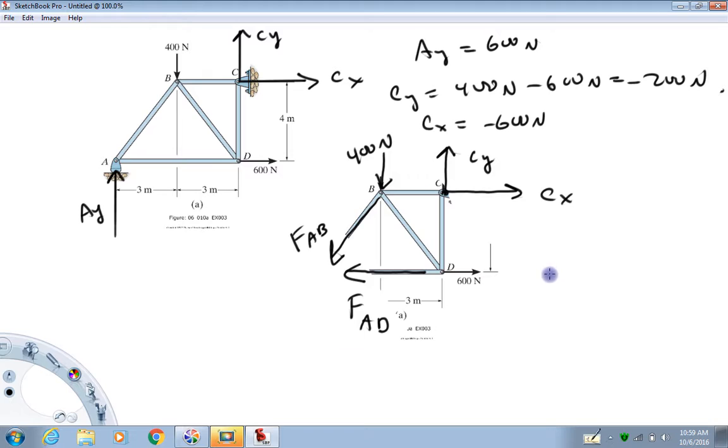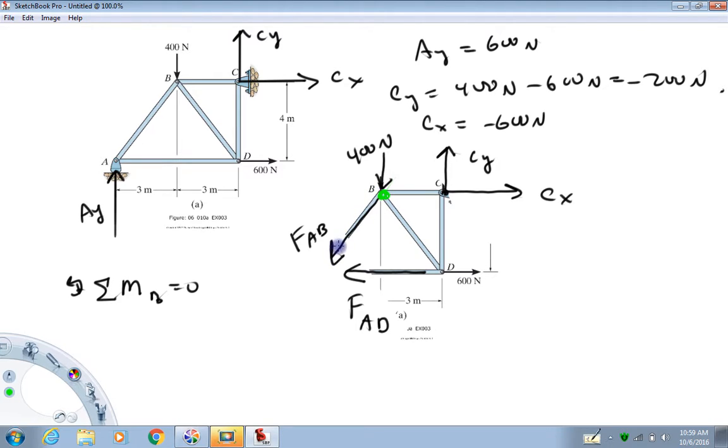And what I'm going to do is write a moment equation, the sum of all moments about point B equals 0, counterclockwise positive. Now, what's so cool about using point B? Well, neither of these forces go through B. So by writing that moment equation about this point, I won't have to find force AB, so it'll be shorter.